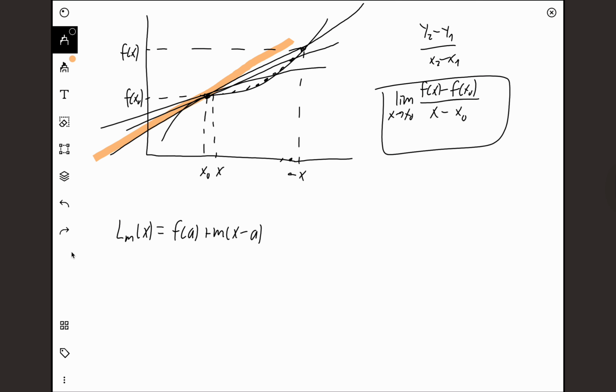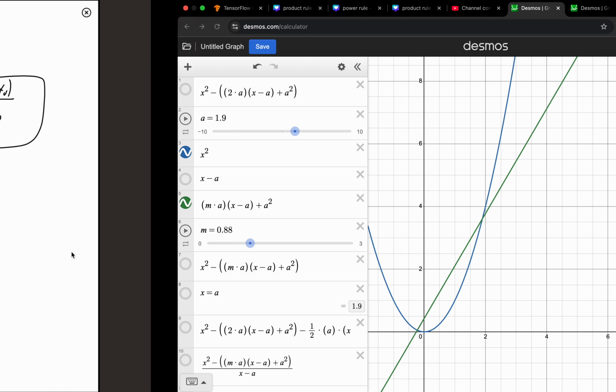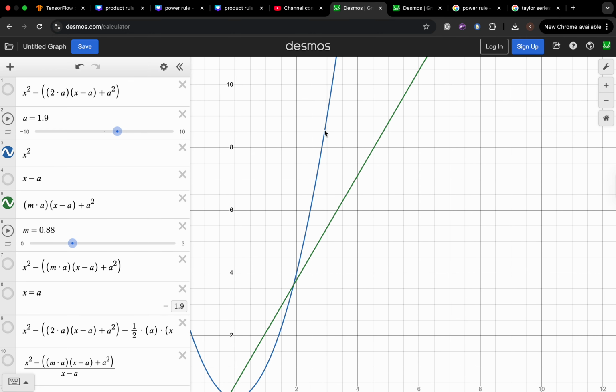Well, we have to introduce something called the error function, or the remainder function, Rm of x, and this will just be our function f of x minus our linear approximation, Lm of x. So, if I spell this out, this will just be f of x minus the linear approximation we made for this function at this point, which is f of a plus m times x minus a. This will be our remainder function, and this function will basically give us the distance between our function that we're interested in and our approximation.